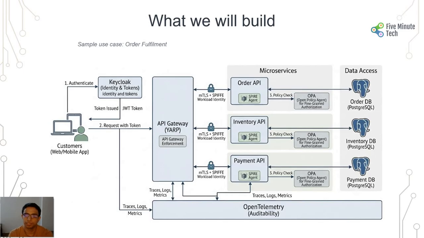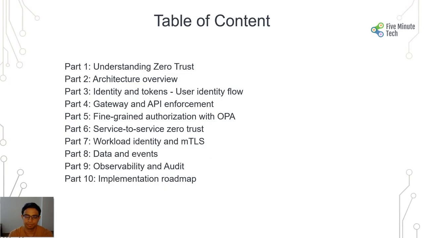Now, the core principle which we are trying to implement here is simple: a valid user token should not automatically make every internal API call trusted. Each downstream API independently validates who is calling, whether the token was issued for that specific API, what scope is granted, and whether the request is permitted for the target tenant and resources.